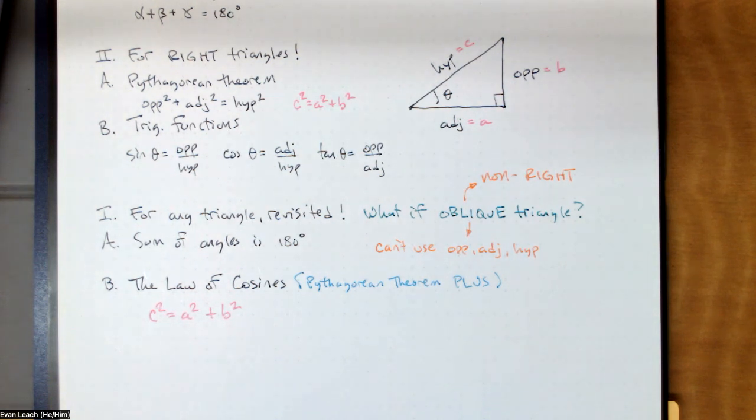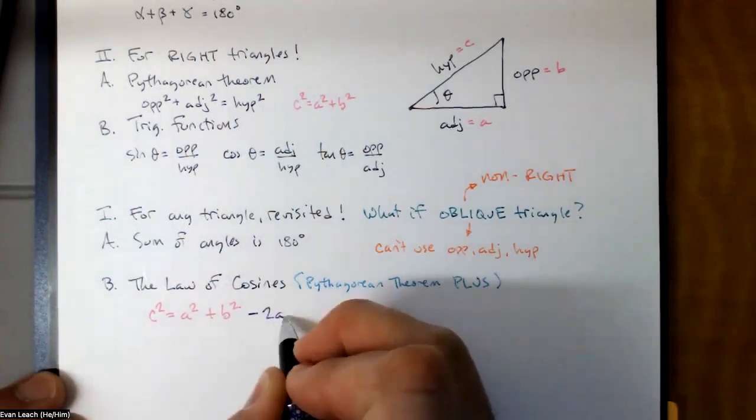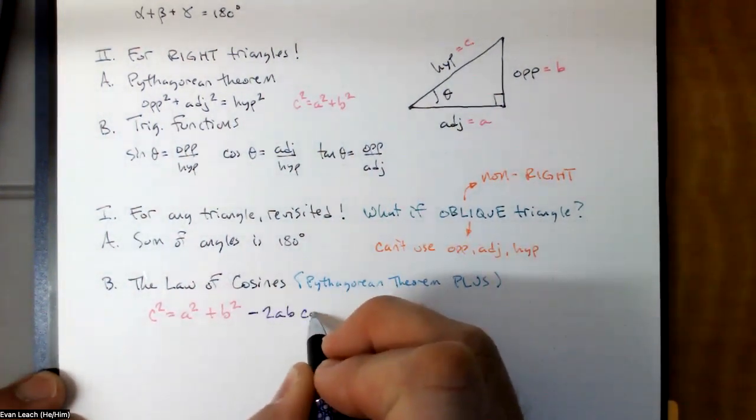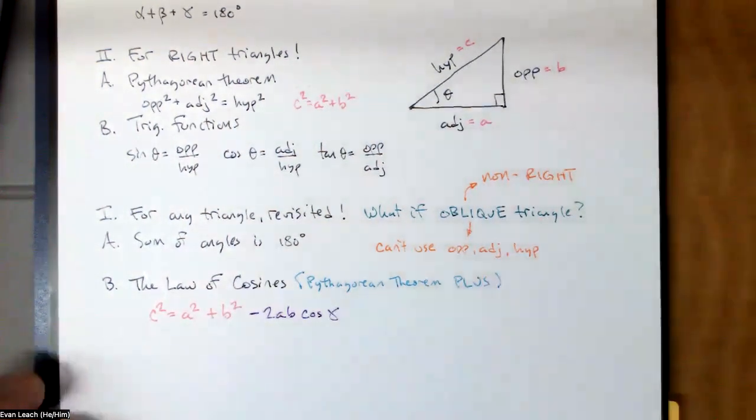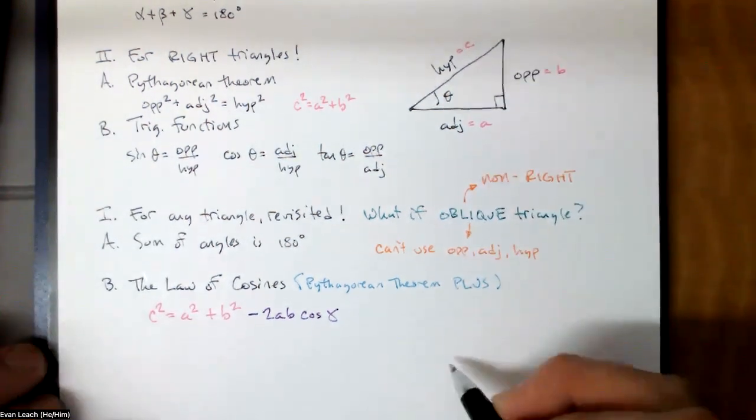And then we write the law of cosines term, which is minus 2ab cosine gamma. So c squared is a squared plus b squared minus 2ab cosine gamma. I scrolled past the triangle that I wrote at the beginning.